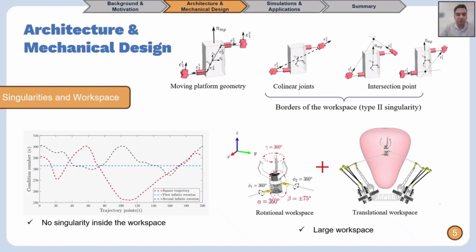On the bottom left, we show the condition number for a couple of trajectories. For example, doing a square trajectory shown in red, or infinite rotations. We see that the condition number is bounded between 2 limited amounts, meaning there's no singularity happening inside the workspace when we are doing these trajectories. On the bottom right, we see the workspaces. The rotational workspace, as mentioned, has 2 unlimited rotations around the y and z axis, and around the x axis, we have 75 degrees of rotation. The translational workspace is also very large and has no singularity inside.